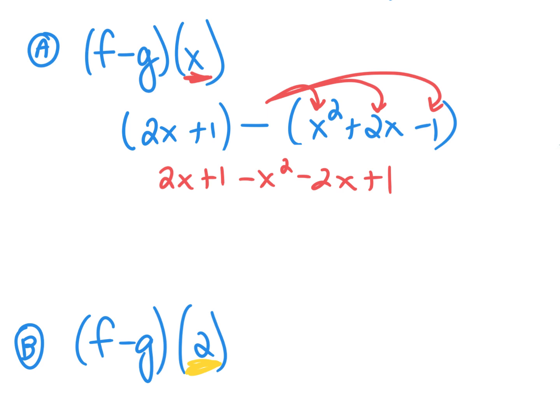Can we combine like terms? Okay. What's going to come first? What's the highest exponent you see? So I'm going to write negative x squared.